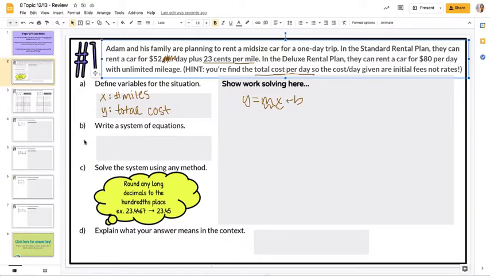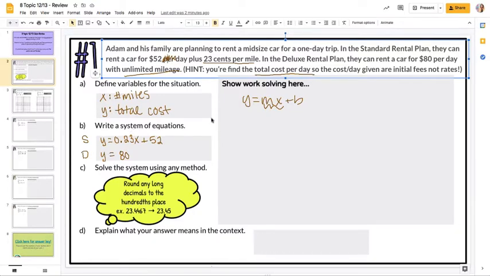As far as our two equations go, for our standard rental plan, we know we're writing in slope-intercept. Our rate is 23 cents per mile, so 0.23x, plus the $52 for the day. Our deluxe plan is a little bit different. It's still y equals, but our deluxe plan is unlimited mileage, which means that our rate per mile is actually 0 cents per mile. We know that 0x is the same thing as just 0, so 0x plus 80 would be the same thing as just writing 80, because no matter what our miles is, it's going to cost $80.